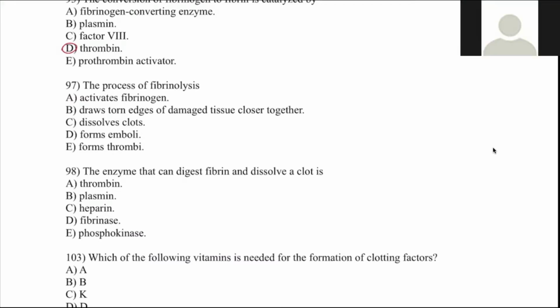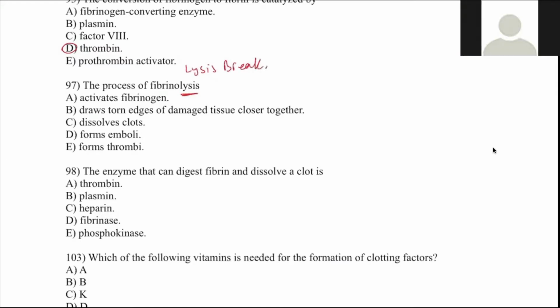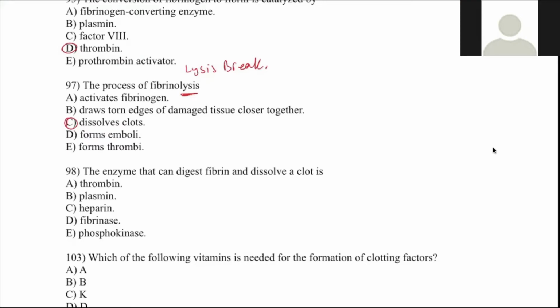The process of fibrinolysis. Remember, lysis means to break, right? Yeah. Yeah, that is correct. So when you fibrinolyze, you dissolve the clot.